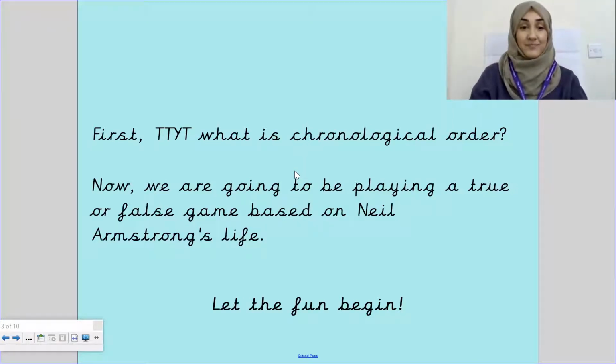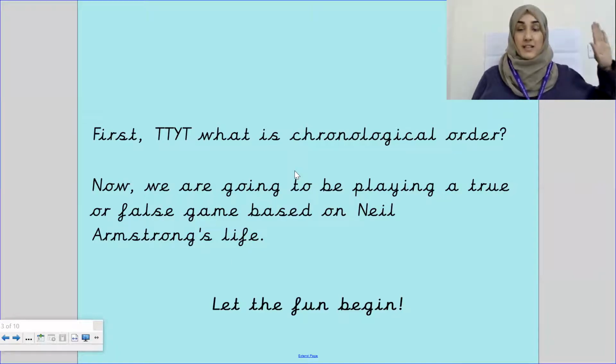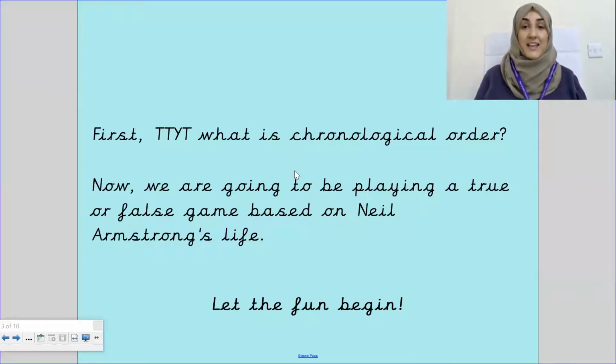Well done, Morris. Okay, we are now going to be playing a true or false game based on Neil Armstrong's life. So just how we do in Morris class, we're going to do the little shuffle. Okay, so no running, even though you are in your own house, you're not in school, but still no running in case you do fall over and hurt yourself. So you're going to shuffle. So on this side, we have false. Okay, so this is your left because you're looking at me that way. So on your left-hand side, it's false. And on your right-hand side, it's true.